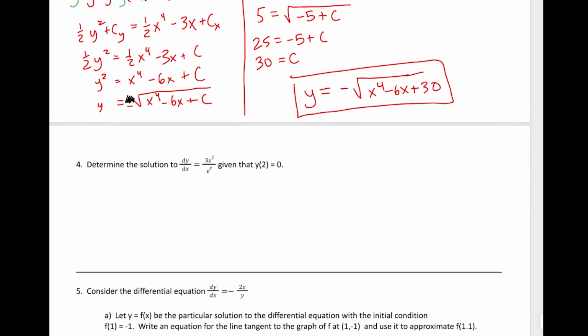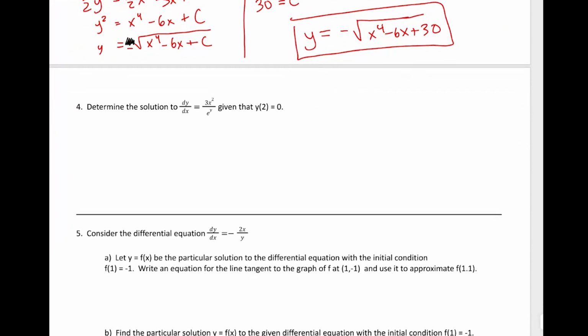Number 4, another very similar question. All the problems on the homework here should be relatively similar in terms of how you work them. The algebra might be a little different depending on how you end up setting up your equation, but the overall strategy should be the same. So just like the previous problems, we want to separate our y's and our x's. This is why they're called separable differential equations.